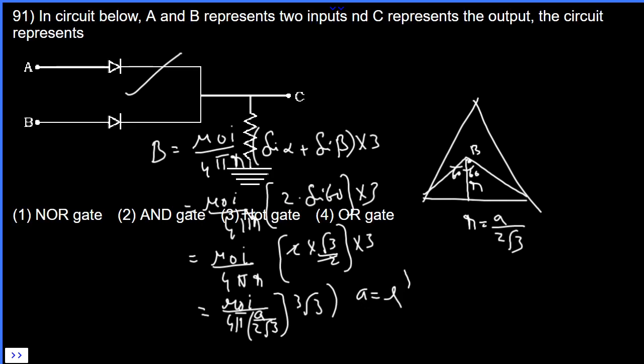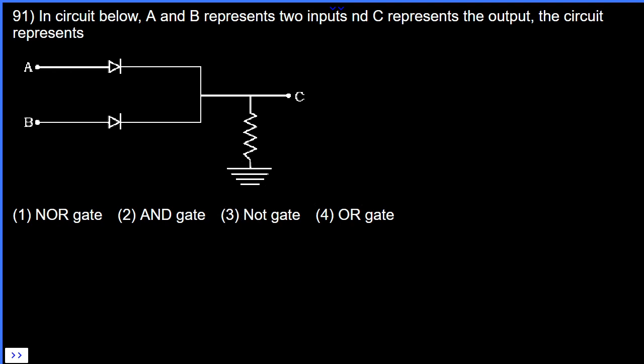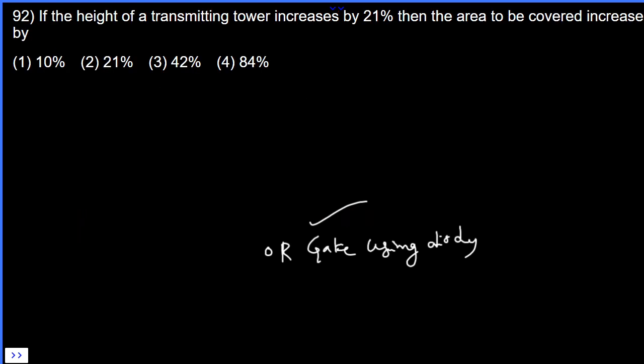Next, number 91. In the circuit below, A and B represent two inputs and C represents the output. Then the circuit represents, generally, the circuit for an OR gate. OR gate using diodes. This is the basic circuit for OR gate using diodes, so option number 4 is the correct one. The next one is problem number 92.